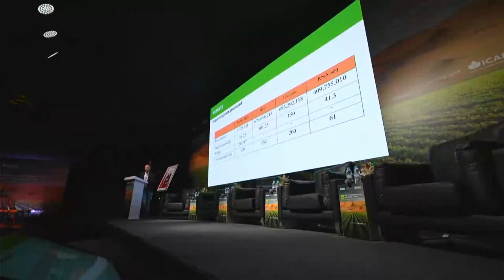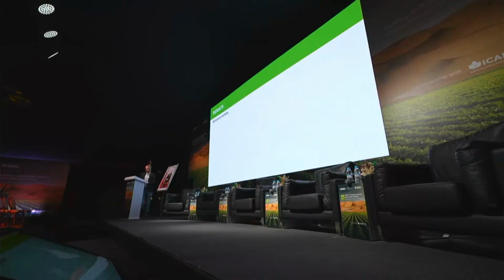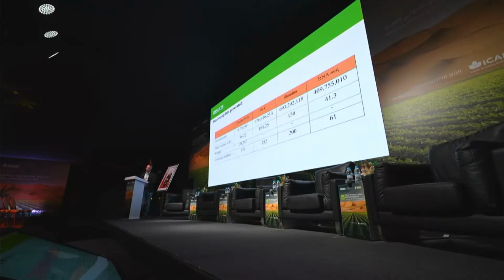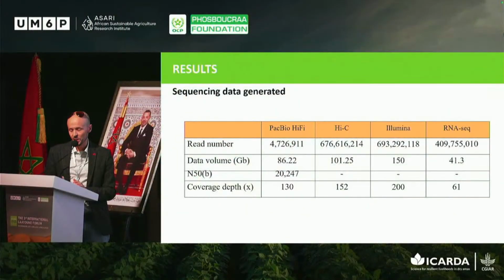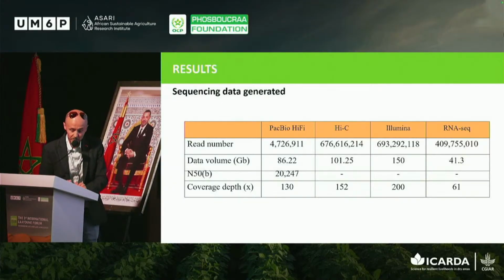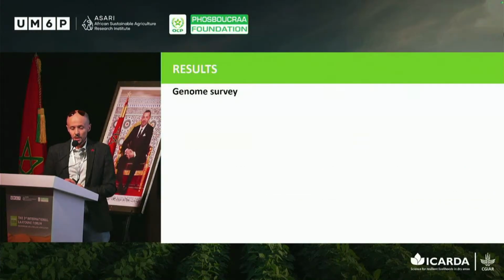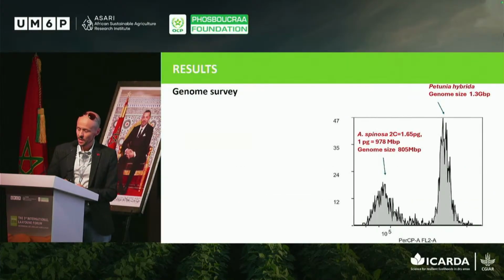So this slide shows the result generated from sequencing of this species. We combined the long-read sequencing, PacBio HiFi, and short-read Illumina sequencing, and chromatin conformation capture coupled with short-read sequencing in what we call Hi-C data. So we believe that this data is a robust foundation for assembling this genome. The first step in the assembly process of the genome sequence is to estimate the genome size of the species.